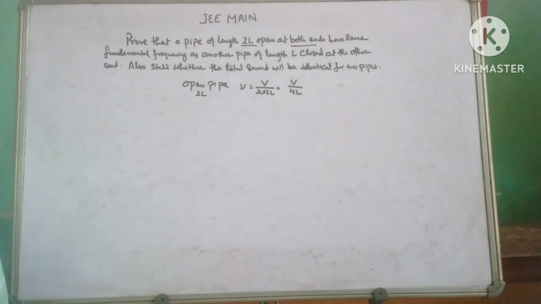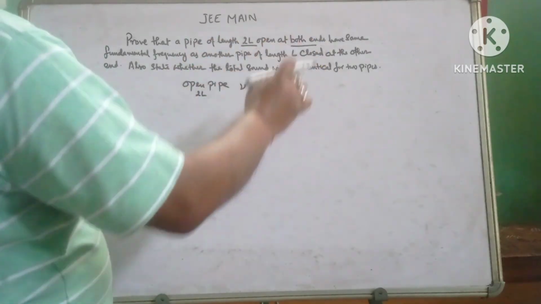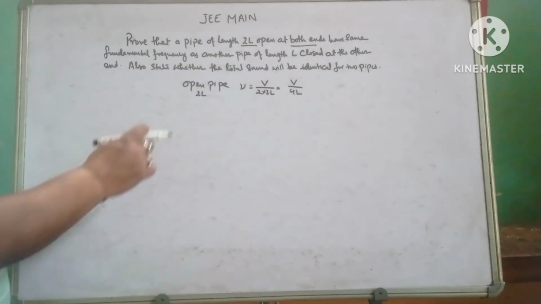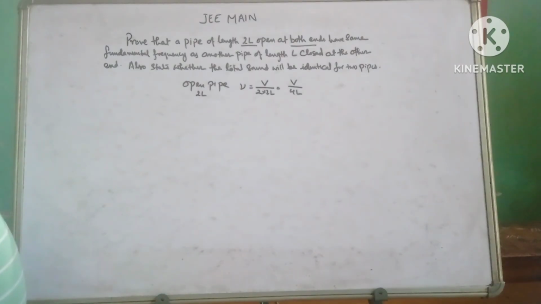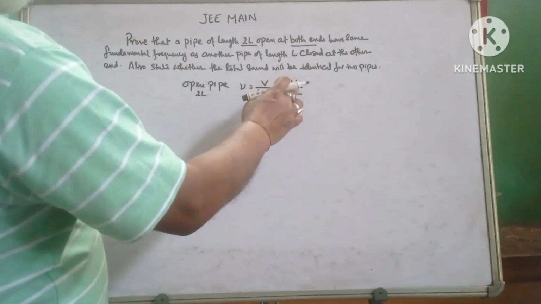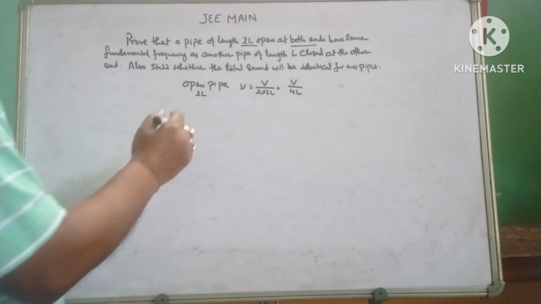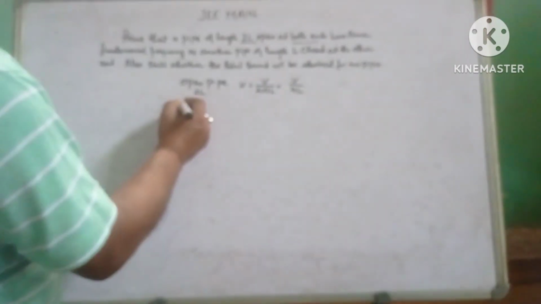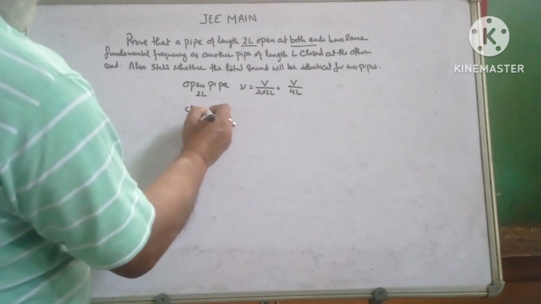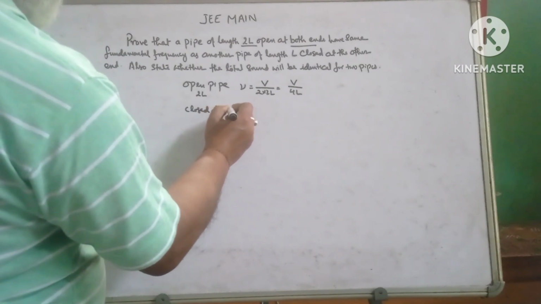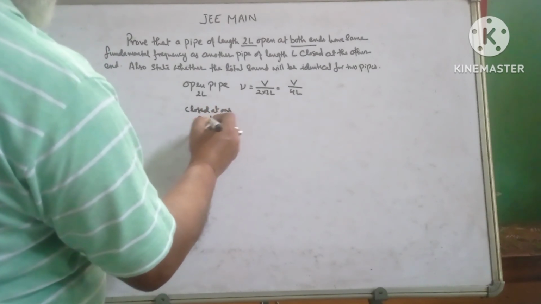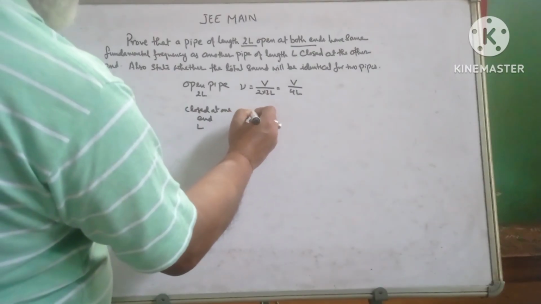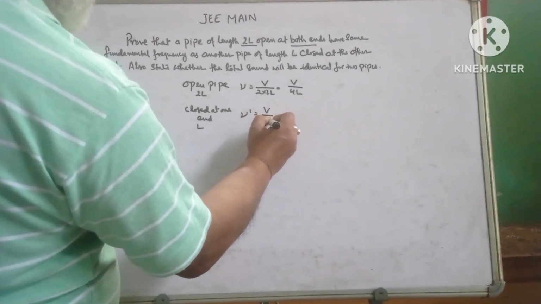Since it is open at both ends, for a length 2L the fundamental frequency is V, that is the velocity of sound, by 4L. And for another pipe closed at one end, of length L, the frequency will be V by 4L.